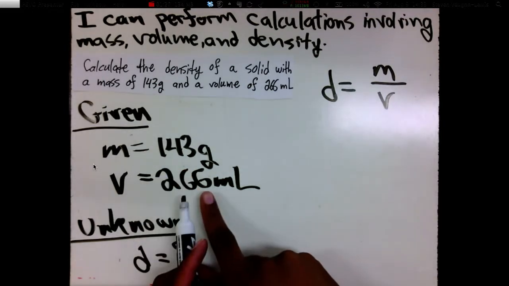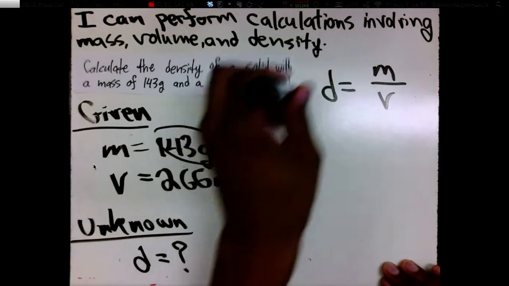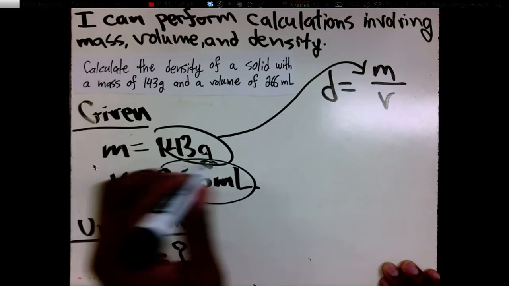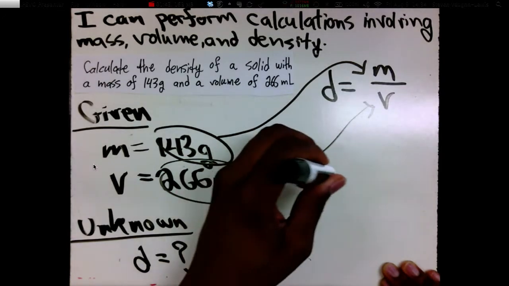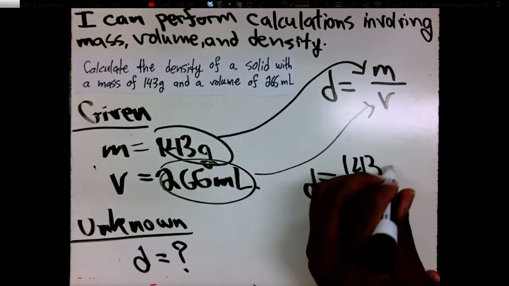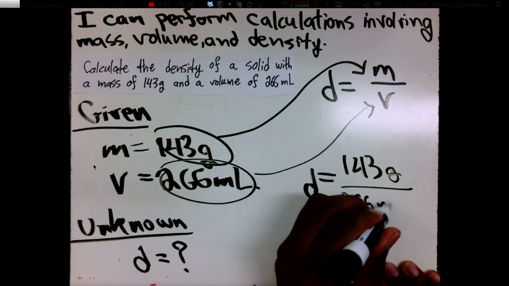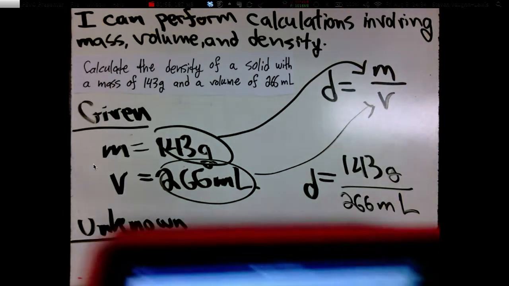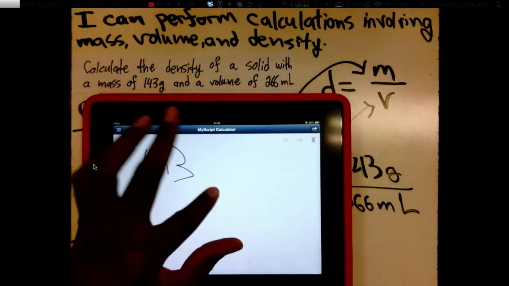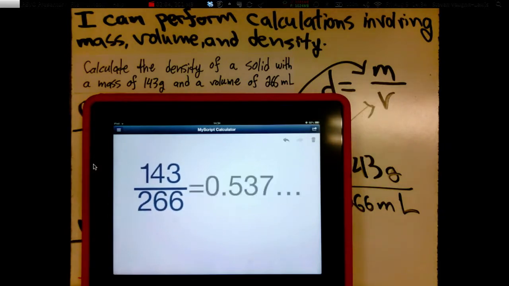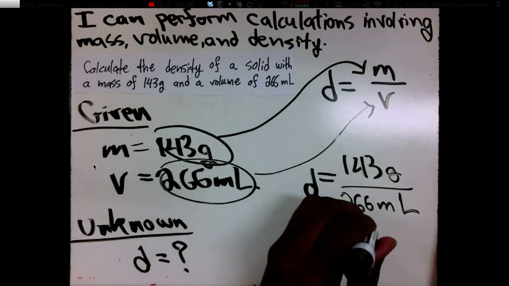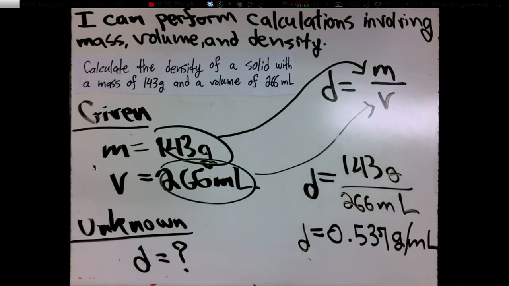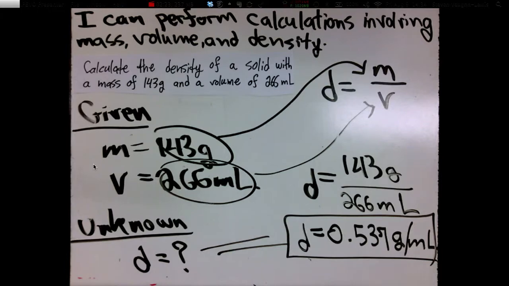We know our mass, we know our volume, so we take them and plug them into the equation. So 143 goes in for the mass, 266 goes in for the volume. Therefore, density equals 143 grams divided by 266 milliliters. And if we put that in our calculator, 143 divided by 266, then we get our final answer of 0.537. Density equals 0.537 grams per milliliter. And that is our final answer. And that's how you solve that problem.